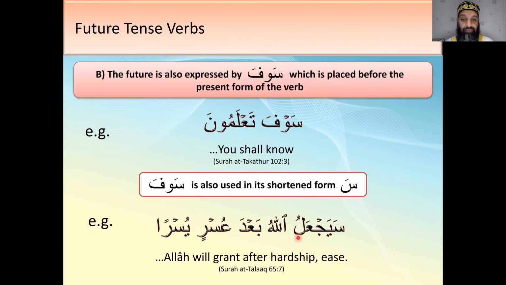So that's the three ways. Either the context of the sentence is telling you that that verb is future, or sawfa comes in front of the present tense verb, or sa is joined, prefixed onto the present tense verb. So that's your future tense done. Future tense is the same as present tense, but you have those three different things happening to make it into future tense.